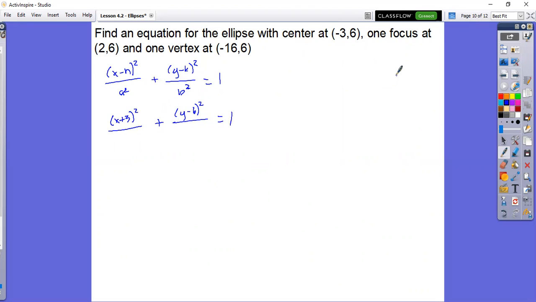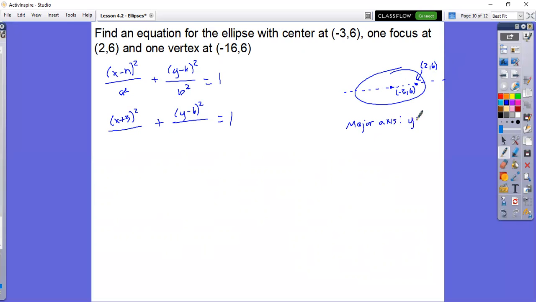So now I want to think about what this looks like. I'm just going to draw myself a general ellipse. This will probably not be to scale, but I've got this point at -3, 6. I have one focus at 2, 6. Because the focus is here at 2, 6, I can tell in this case that the major axis will be this horizontal line right here, because remember the focus is always on the major axis, and the major axis will go through both the center and the focus.